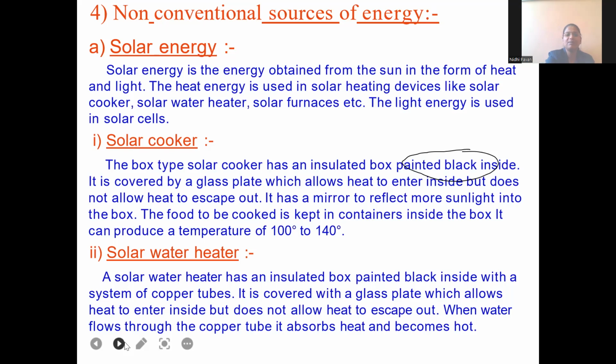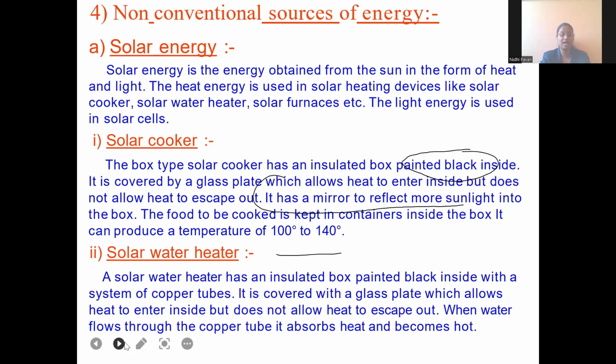Then it has a mirror to reflect the sunlight into the box, and once the sunlight is reflected, it is not reflected back outside. So the heat inside the cooker makes the rice boil, or helps in cooking. It produces a temperature of about 100 to 140 degrees Celsius. Okay. So this is regarding the solar cooker.